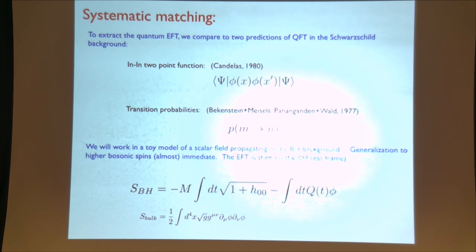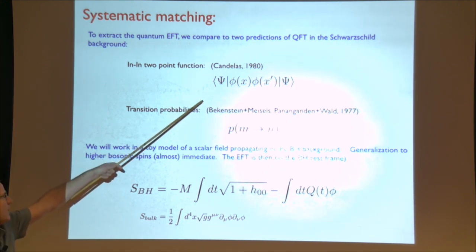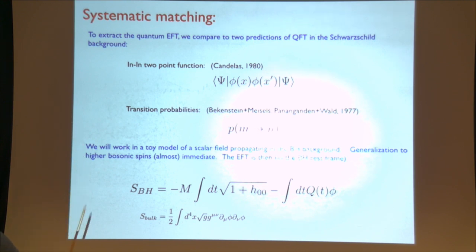So what I want to do now is match the effective theory in the presence of Hawking radiation. There are two observables that were available to us in the literature that we were able to compare to. One of them was a two-point function, which we found in a paper by Candelas, but it actually seems to have appeared earlier, although as we were discussing earlier, we don't know where.